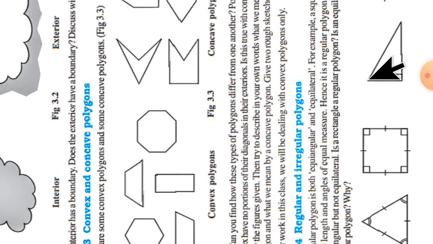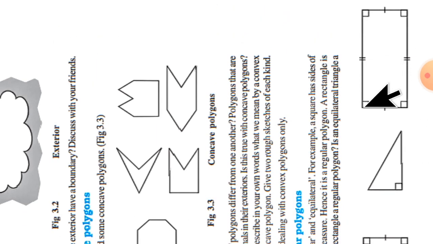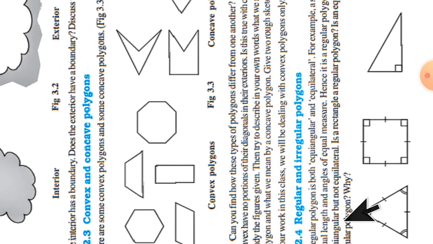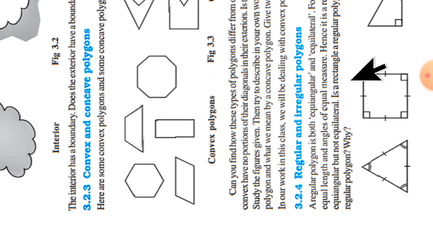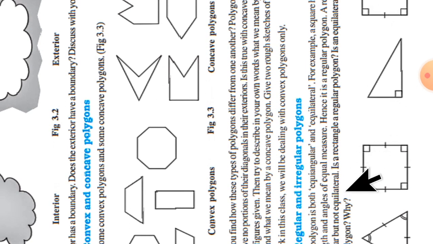But in this figure we can see that this rectangle, these two sides are not equal in measure. All the angles are equal in measure, that is 90 degrees. But these sides are not equal in measure. Here also the sides are not equal in measure. So these two figures are examples of irregular polygons. So a rectangle is equiangular but not equilateral. Equiangular means having equal angles, but not equilateral because the sides are not equal in measure.